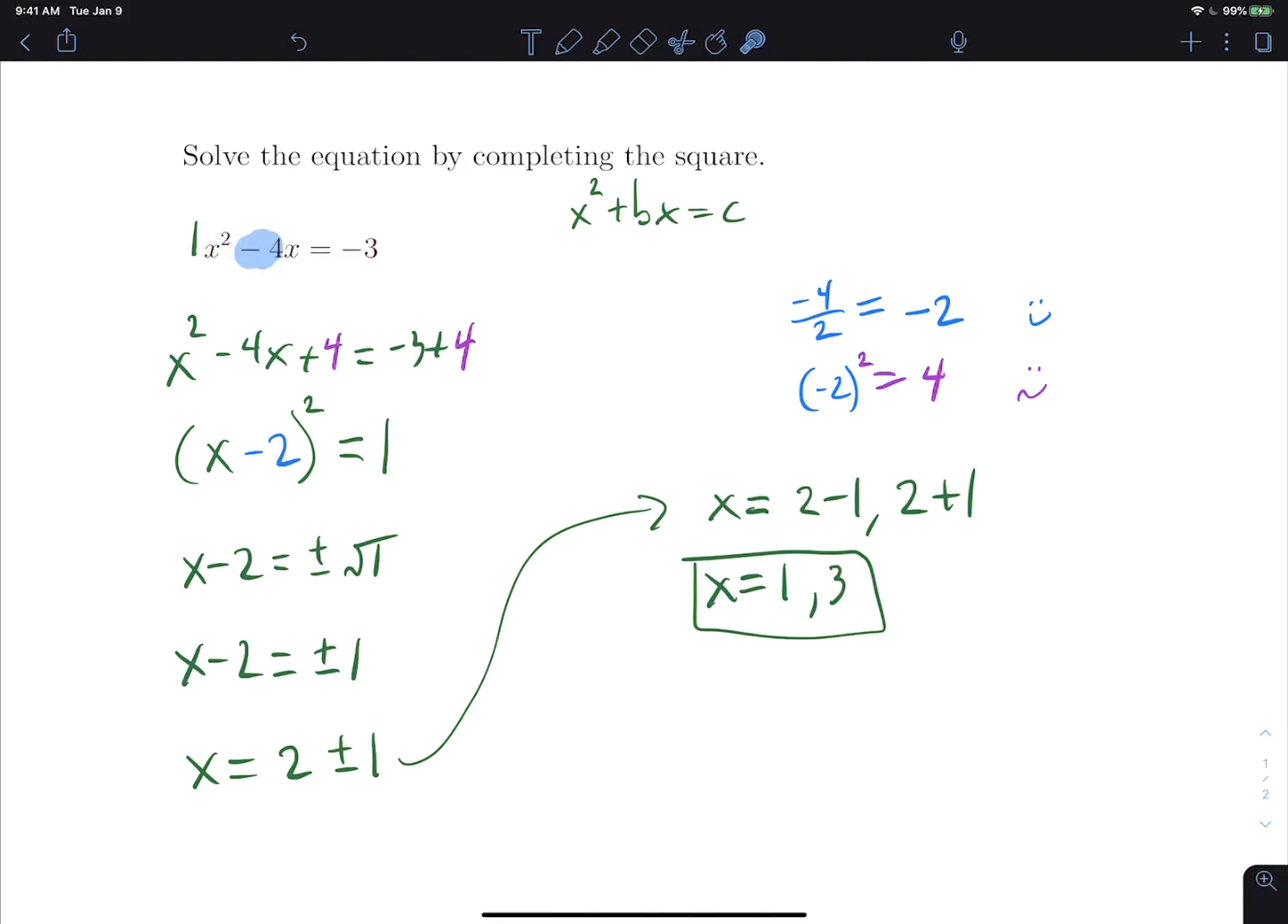Now notice that for this equation, because these are integers, we could have actually just factored it to begin with. Add the 3 to the left-hand side, and the factors are x minus 1 and x minus 3. But the question specifically said to complete the square.